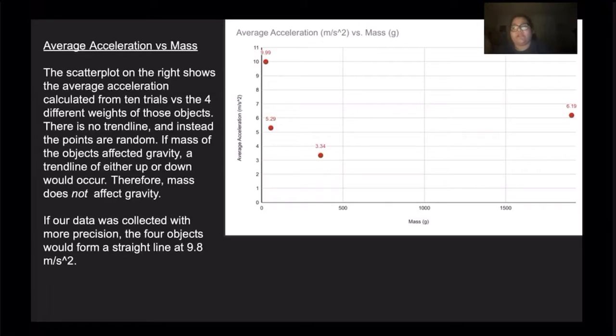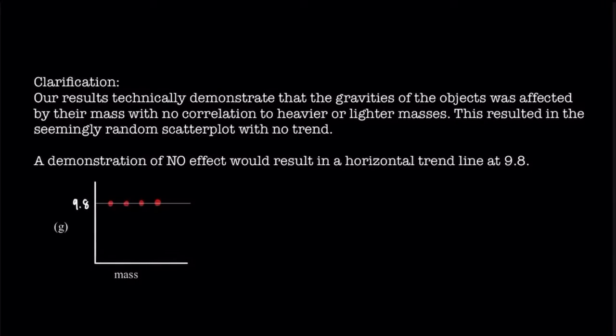If the data we collected was more precise, the 4 objects would have fallen in a straight line at 9.8 meters per second squared. For clarification, our results technically demonstrate that the gravities of the objects were affected by their mass, but with no correlation to heavier or lighter masses. This resulted in the seemingly random scatter plot with no trend. A demonstration of no effect would result in a horizontal trend line at 9.8, as shown below.